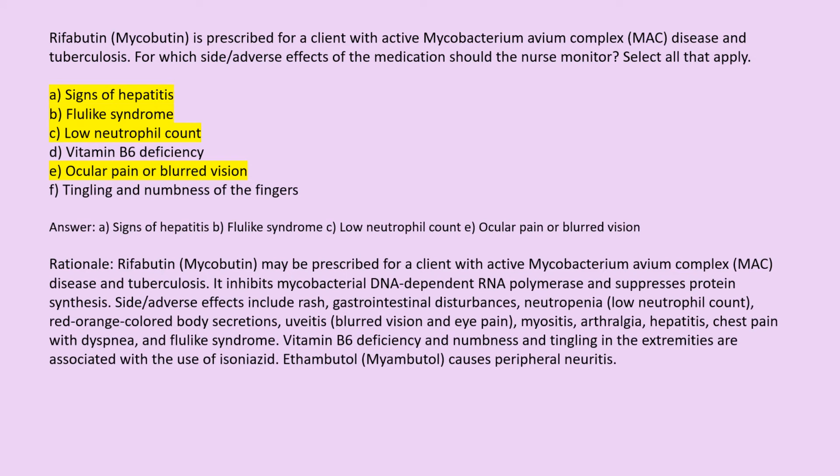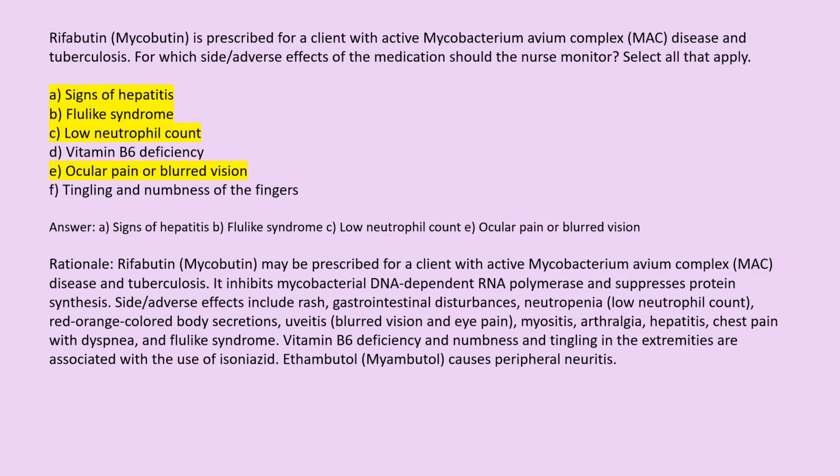Answer. A. Signs of hepatitis. B. Flu-like syndrome. C. Low neutrophil count. E. Ocular pain or blurred vision. Rationale. Rifabutin, Mycobutin, may be prescribed for a client with active Mycobacterium avium complex, MAC, disease and tuberculosis. It inhibits mycobacterial DNA-dependent RNA polymerase and suppresses protein synthesis.